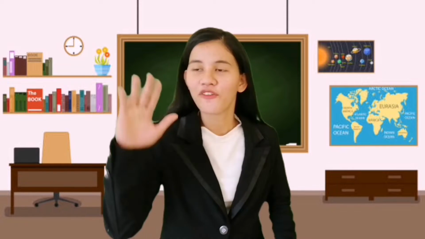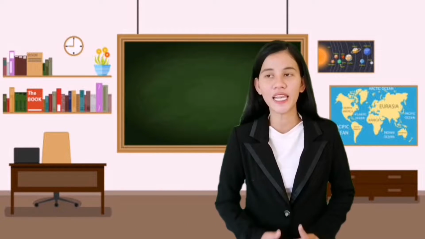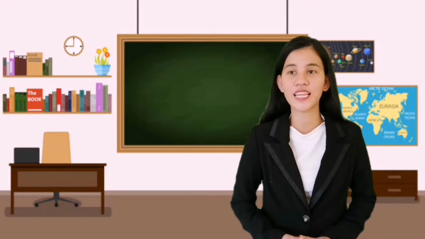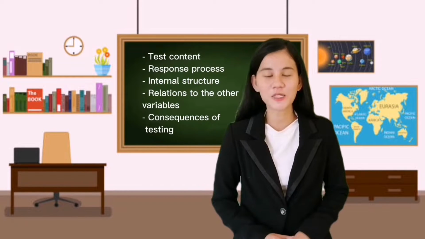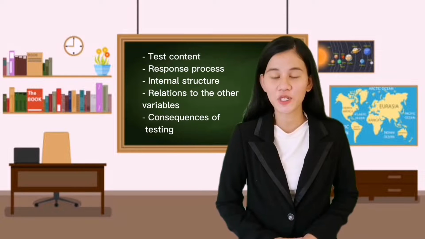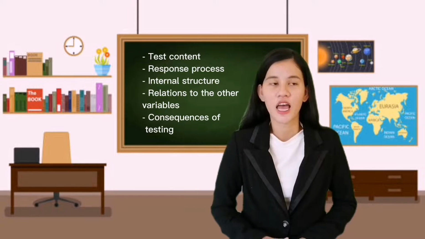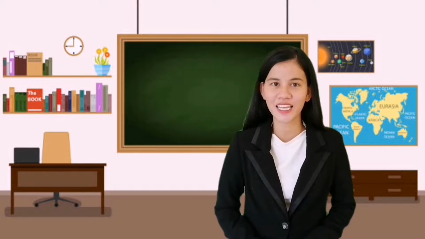Furthermore, there are 5 key sources of validity evidence. These are evidences based on test content, response process, internal structure, relation to other variables, and last, consequences of testing.